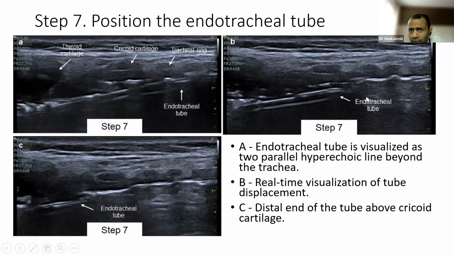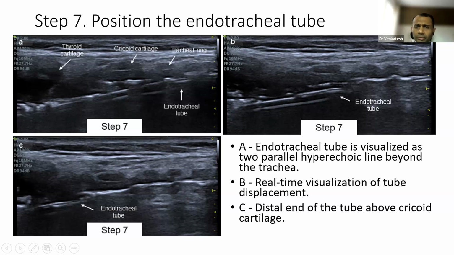This is while you are pulling the tube out under real-time ultrasound guidance. So you are continuously monitoring and pulling it under the ultrasound guidance. After pulling it out, the tip of the tube should be just above the cricoid cartilage, below the thyroid cartilage. This is the tip. How do you understand? A gentle jiggling of the tube millimeter-wise, a little bit to and fro, will make you understand that the tip is here.